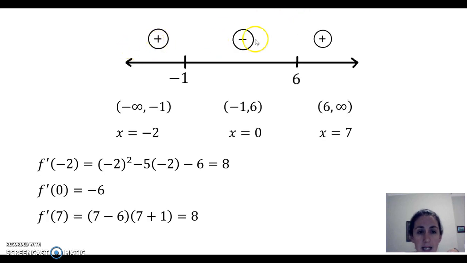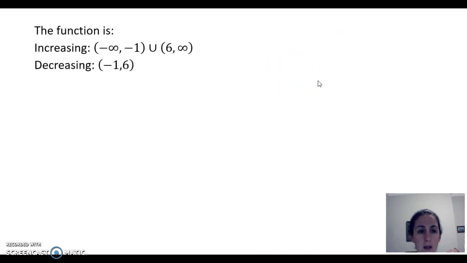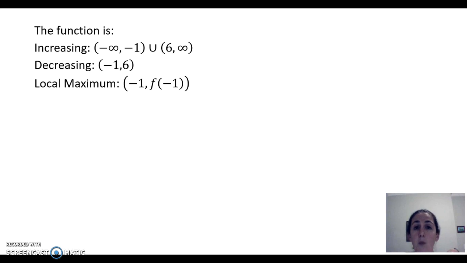Now, did my derivative switch from positive to negative anywhere? It did right here, so this is going to give me a local maximum. Did my derivative switch from negative to positive anywhere? It did, so at 6 we're going to have a local minimum. So our local maximum is at the ordered pair -1, f evaluated at -1, which I will need to calculate. And my local minimum is at 6, my function evaluated at 6, which again I will need to calculate.